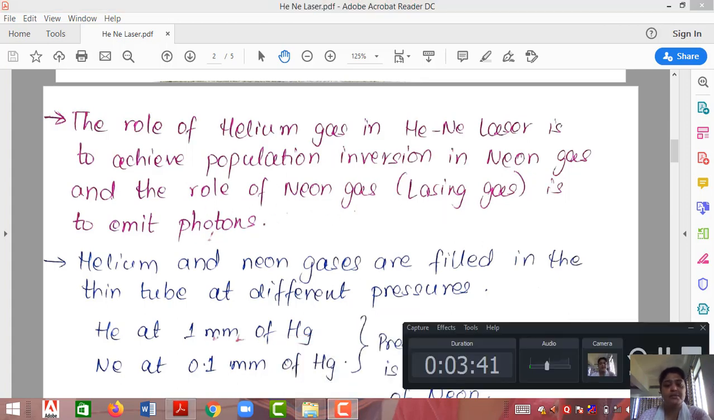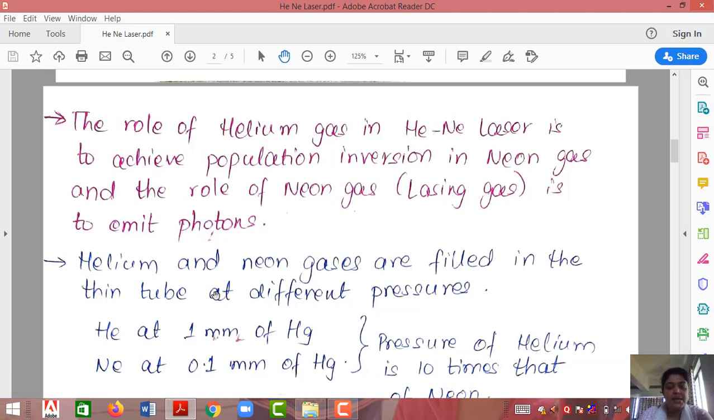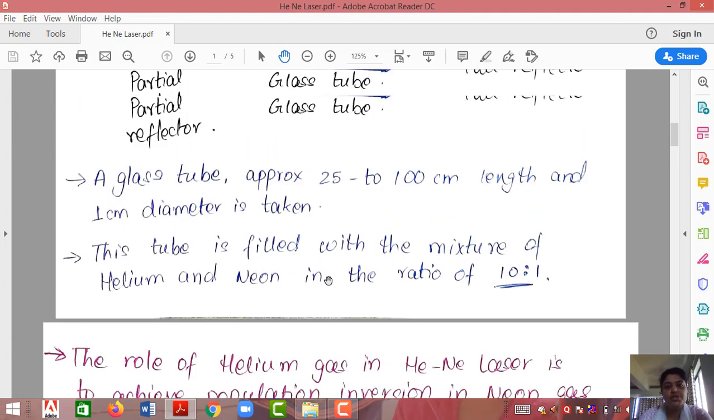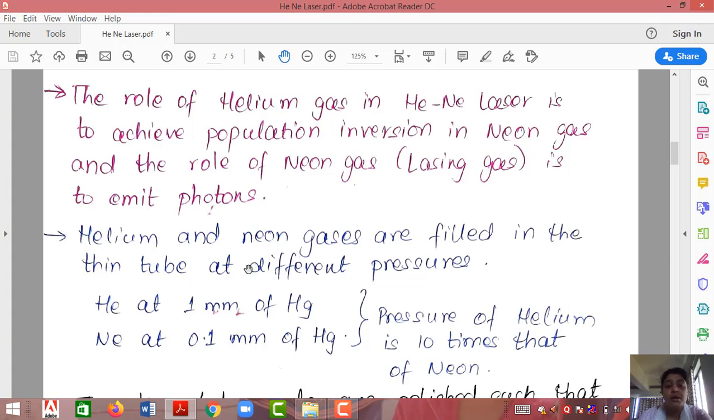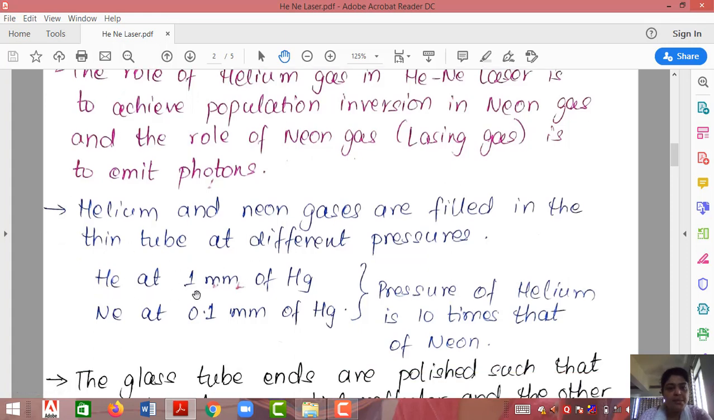Helium and neon gases are filled in the thin tube at different pressures. They are filled in the same tube, but the pressure of filling the gas is different. The overall pressure maintained in the tube is around 1 mm of mercury column. But if you talk individually, helium is at 1 mm of Hg and neon is at 0.1 mm of Hg. Pressure of helium is 10 times that of neon.